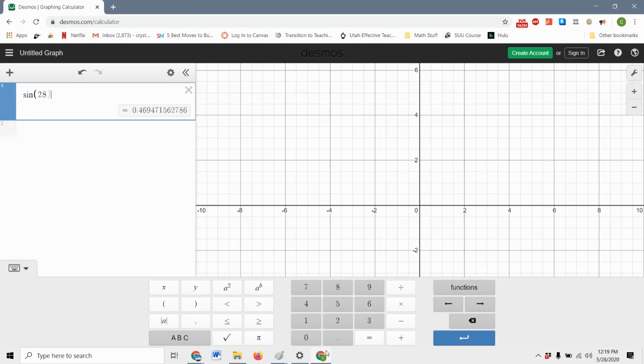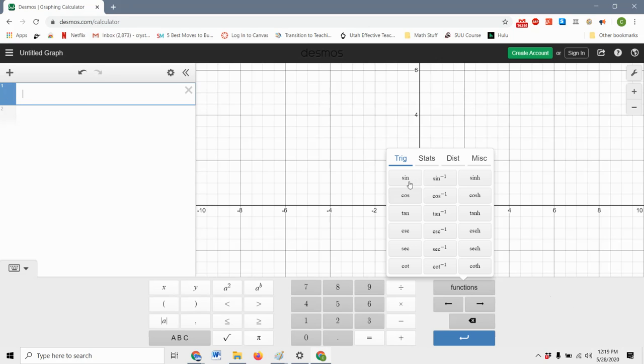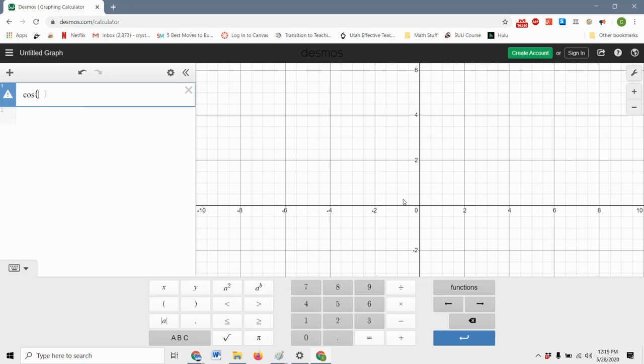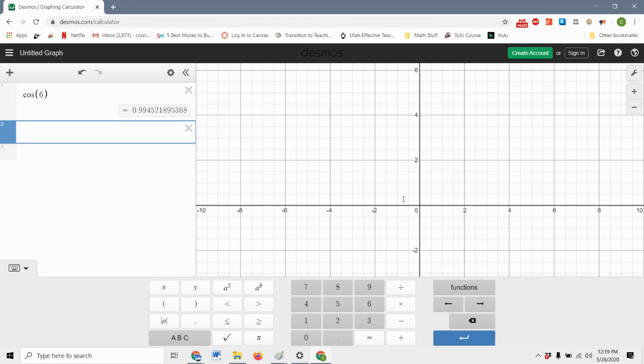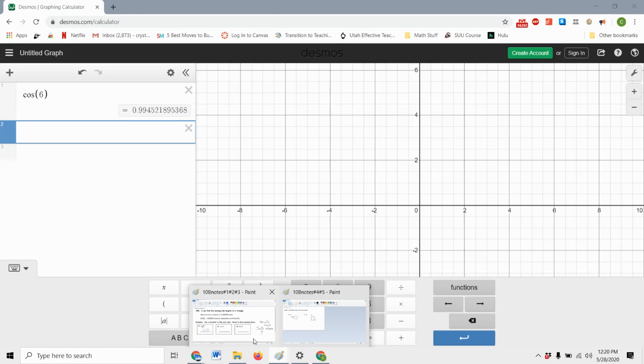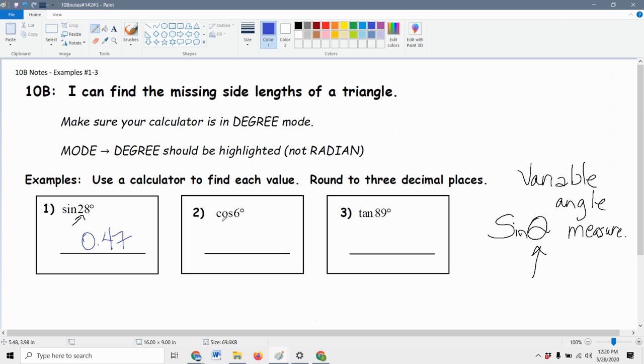All right? Let's do this one, cosine of 6. Now we'll go back here. We don't want the sine anymore. We want the cosine. We'll put that cosine in first, and then it'll show some parentheses. And we'll put that 6 in. And you can see that the cosine of 6 is 0.99. All right? And the third number is a 4. Because it's a 4 or less, we'll leave the 9. We won't round up. So when we put our answer in on our homework, we will just put 0.99.